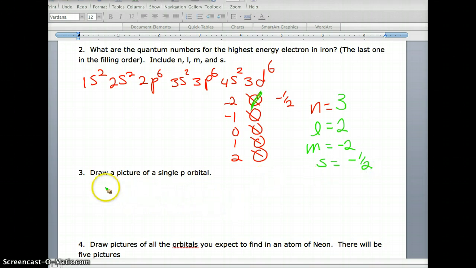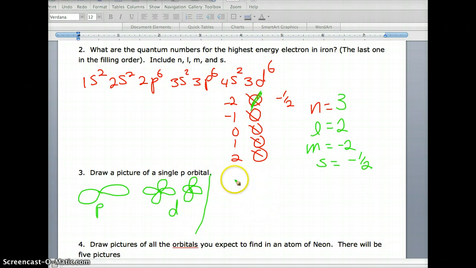Question 3, I'm going to go ahead and do question 3, then we'll do question 4 above number 4, so I don't have to mess with my pen again. A single p orbital would look like this. If I had asked you for a single d orbital, you could have drawn this. There would be 4 of the 5, these 5 up here, 4 of them look like this. And 1 of them looks like the dumbbell and the donut, like that. So those are d's.